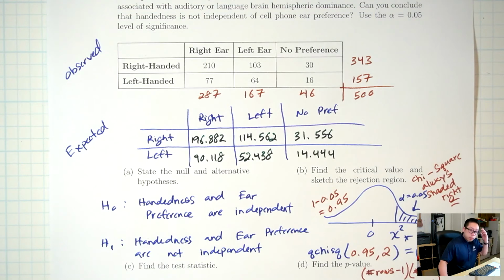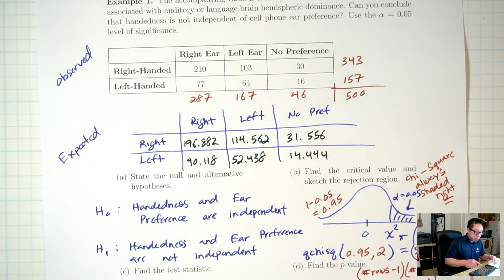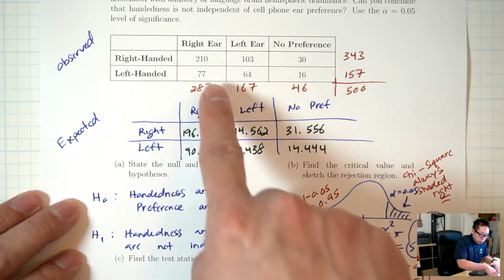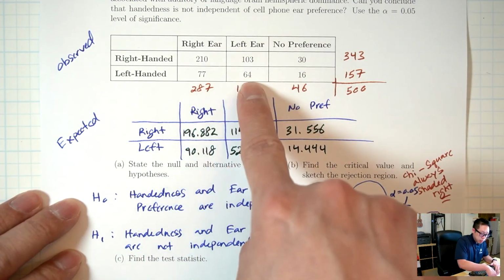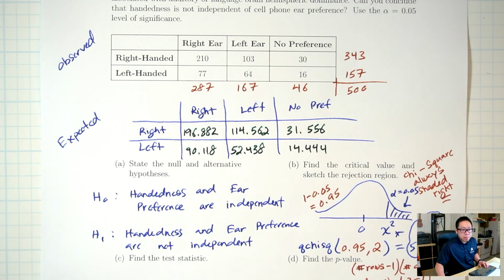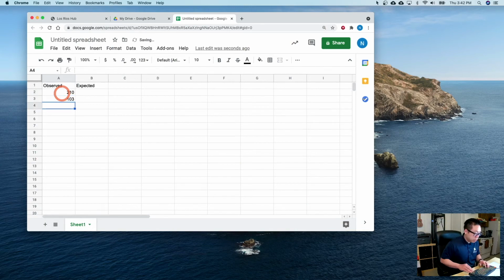So it doesn't matter what order you type them in. You just have to make sure that you use the same order for both the observed and the expected. I'm going to go row by row, left to right. So I'm going to go 210, 103, 30, and then 77, 64, 16. So my observed are 210, 103, 30. That's the first row. Second row, 77, 64, 16.